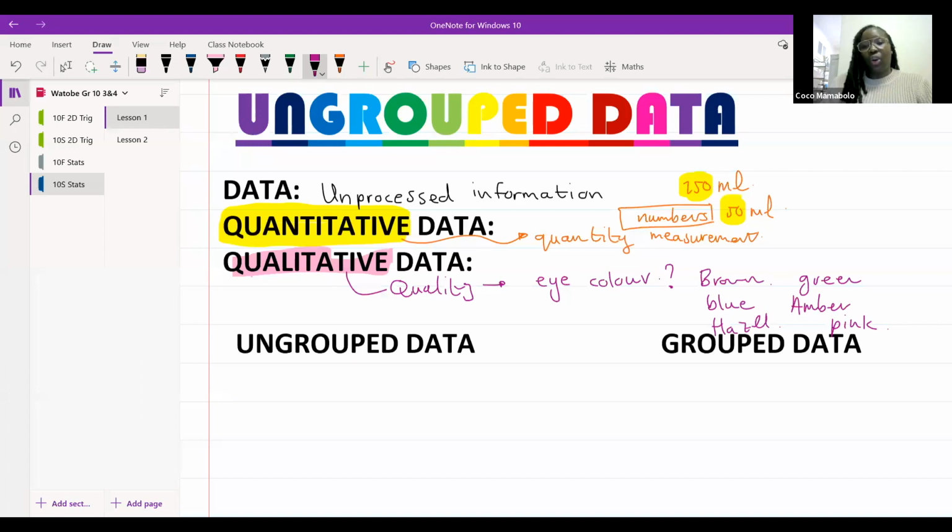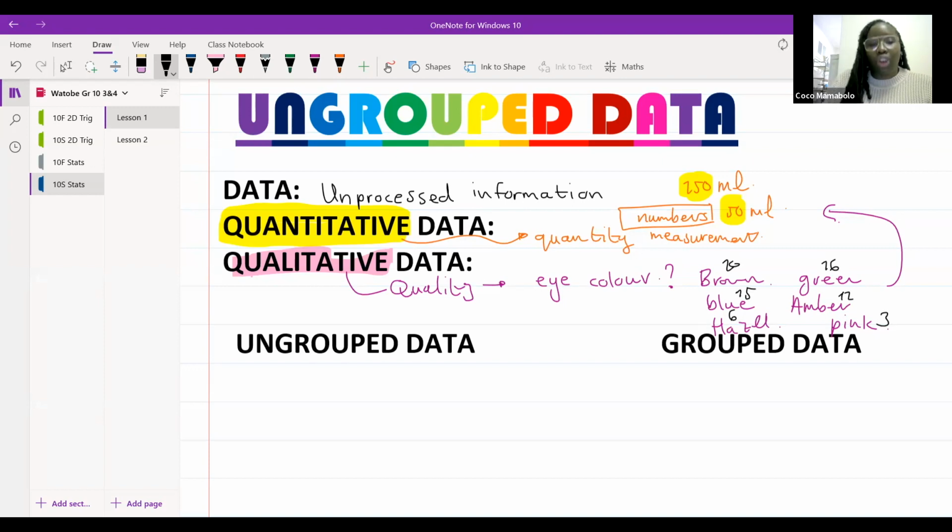Okay. All right. Cool. So we have quantitative data and we have qualitative data. Now, remember, guys, that qualitative data can be turned into quantitative data, because if we count how many people have brown eyes, we'd say 20 people have brown eyes, 16 people have green eyes, 15 people have blue eyes, 12 people have amber eyes, 6 people have hazel eyes, and 3 people have pink eyes. Now, this then translates from qualitative to quantitative.